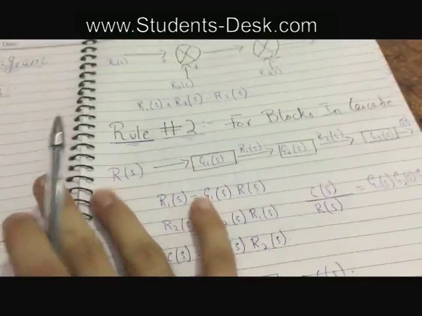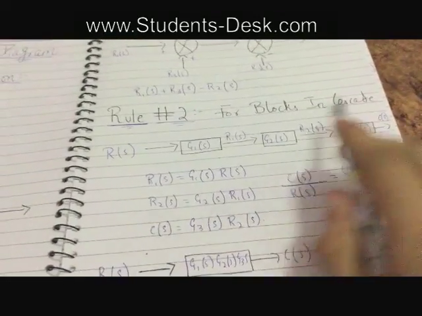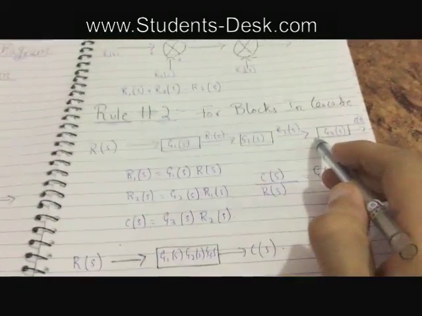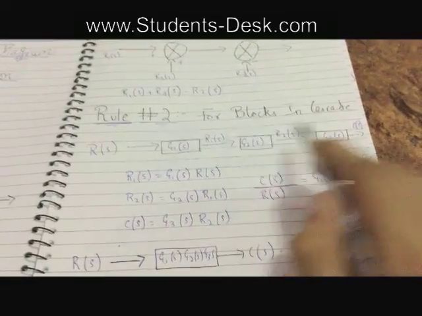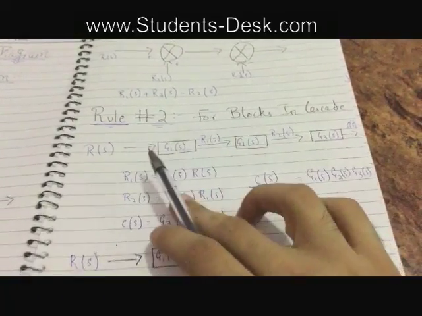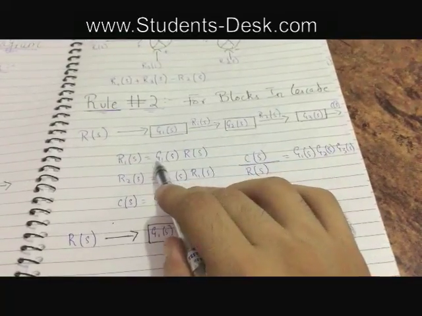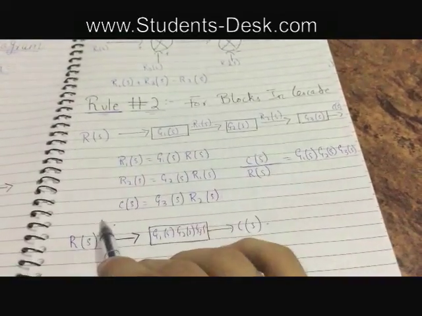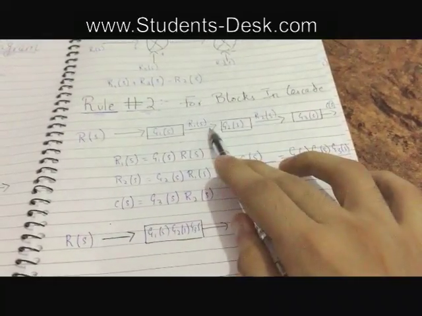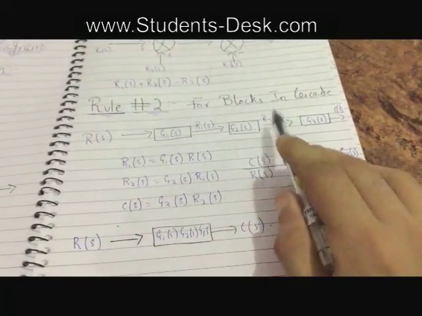The rule number 2 is for blocks in series or cascade. This is the simple block diagram which is given to us. Over here G1, G2, G3 are individual gains. Now let's make an equation. R1 is equivalent to G1 into R, for R2 it is G2 into R1, and for the output it is G3 into R2.